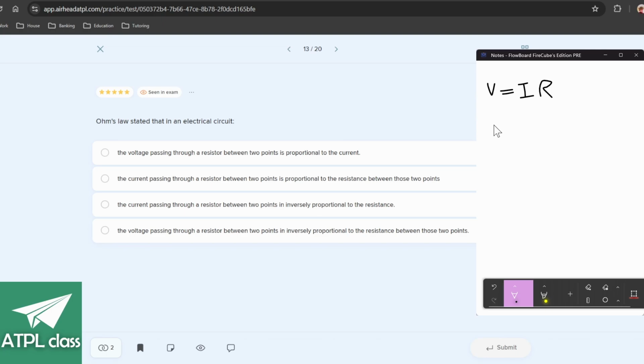Okay, let's try the other one. Try them all. So the current passing, let's rearrange for the current. I equals V over R.